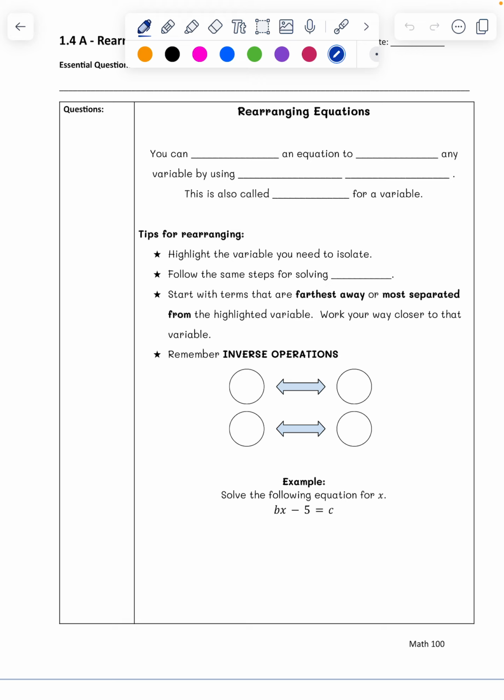You can rearrange an equation to isolate any variable by using inverse operations. We've talked about inverse operations a lot in the last few objectives. This is also called solving for a variable.